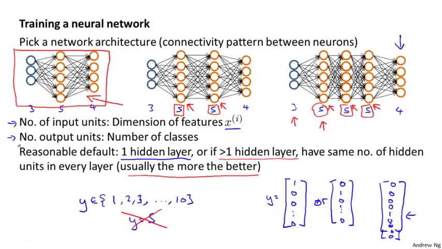So hopefully this gives you one reasonable set of default choices for network architecture. And if you follow these guidelines, you probably get something that works well. But in a later set of videos, where I'll talk specifically about advice for how to apply learning algorithms, I'll actually say a lot more about how to choose a neural network architecture. I actually have quite a lot more to say later about how to make good choices for the number of hidden units, number of hidden layers, and so on.